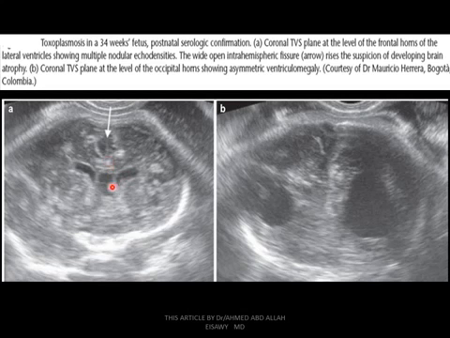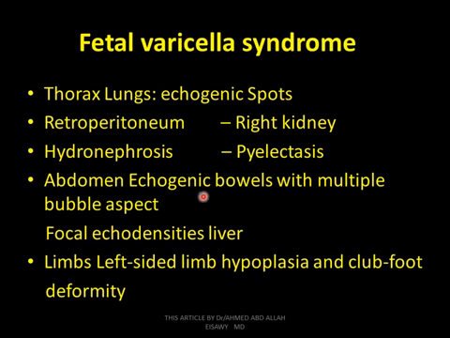Right side, suggesting brain atrophy. The coronal image at the level of the occipital horn shows asymmetric ventriculomegaly, with this side a larger ventricle than the other side. This is toxoplasmosis.